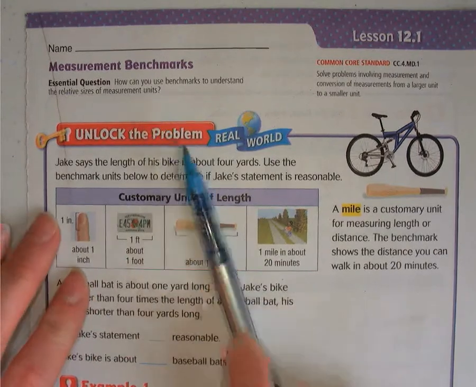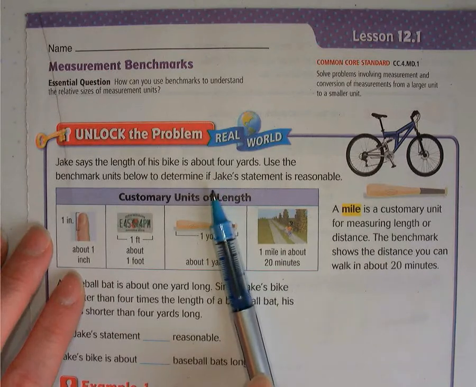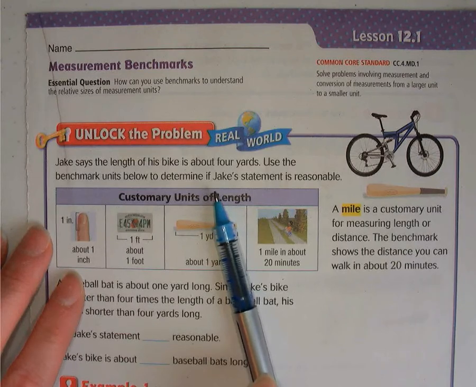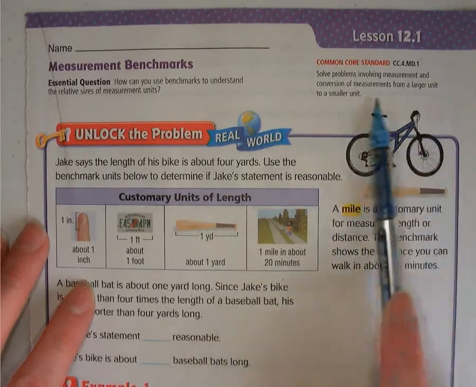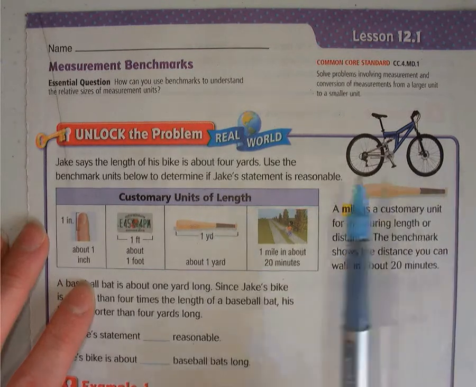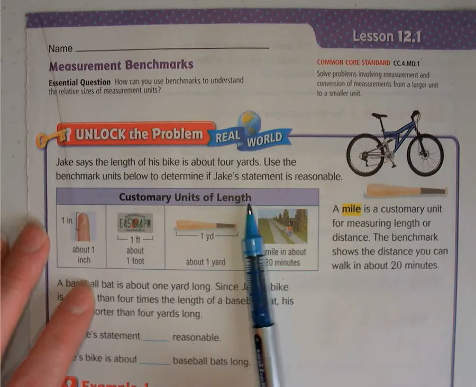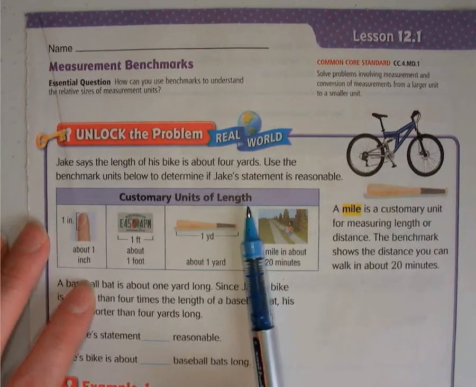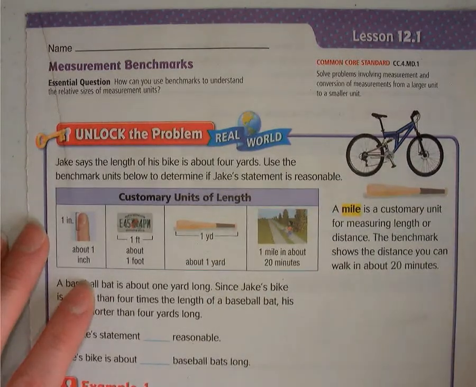Our question today says, Jake says the length of his bike is about 4 yards. Use the benchmark units below to determine if Jake's statement is reasonable. So the first thing I want you to do is to picture in your mind your bike. And then we're going to look at some customary units of length. Customary units are units we use here in the United States. And we're looking at length, how long something is.